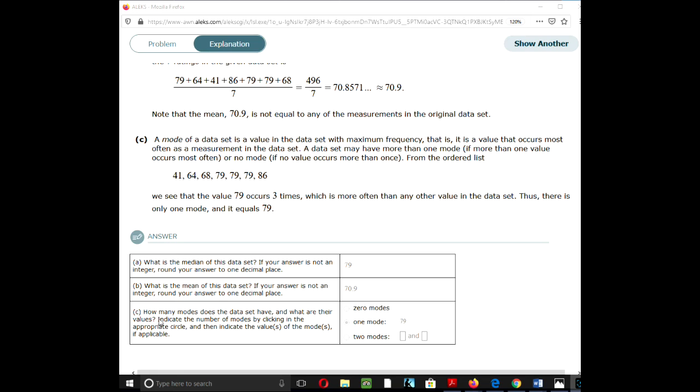Okay, the last question asks, how many modes does the data set have? What that simply means is, how many numbers within that data set occur more than once? So 41 occurs only one time, 64 one time, 68 one time. 79 has occurred 3 times within this data set, and 86 once. So that has only happened to the number 79. So we have one mode, and that mode is 79. Okay, that's it for that problem.